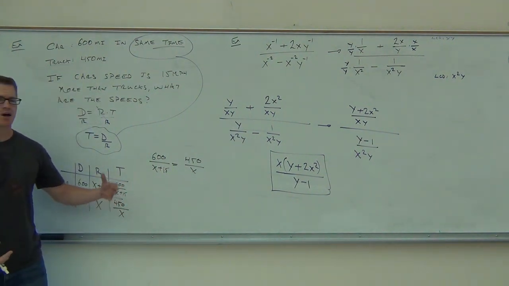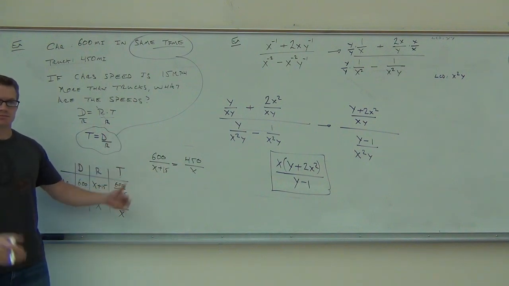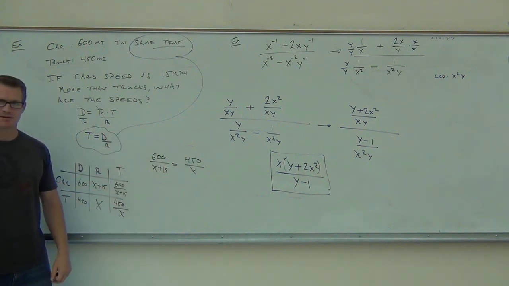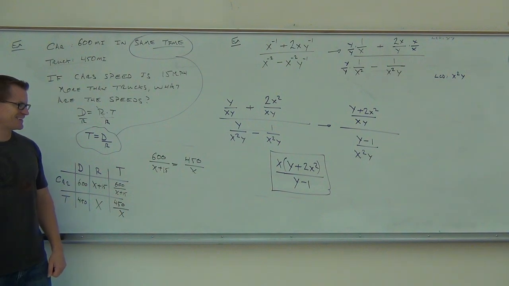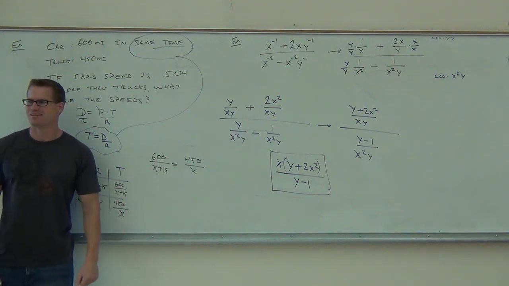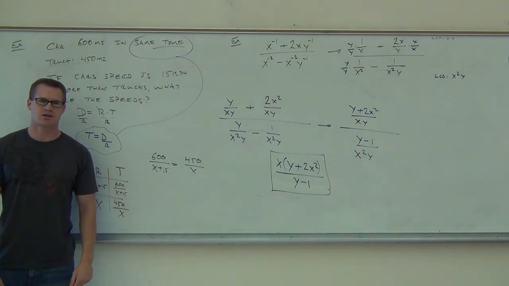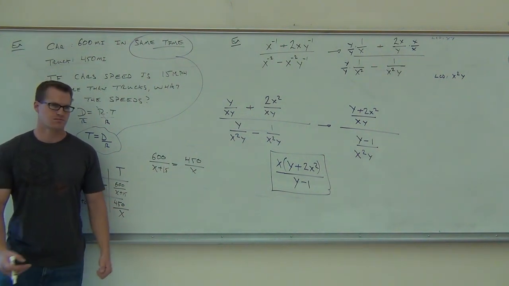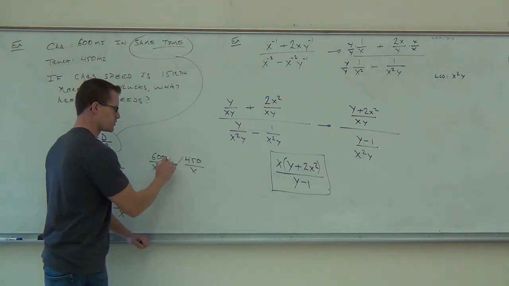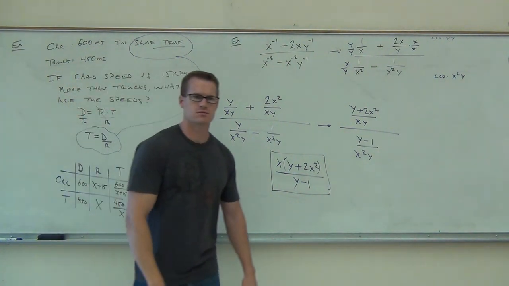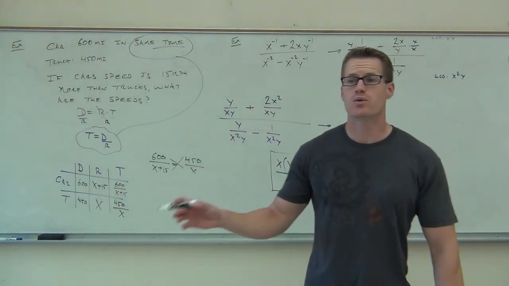Time for the car equals the time for the truck. They had the same time. We just made up the time in a fancy way. Can you solve that? Sure, how would you solve it? It's a proportion. Cross multiply, solve for x. Okay, cross multiply to solve for x. That will give you what?